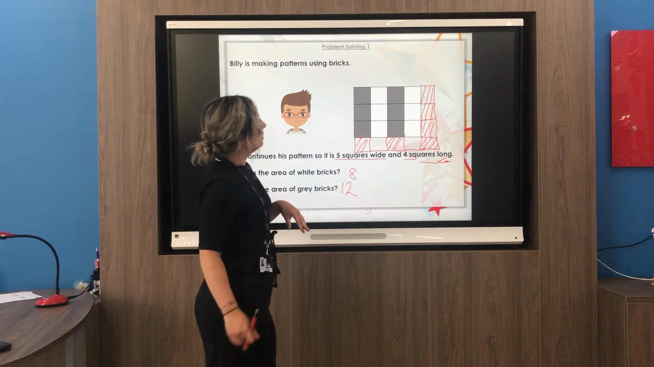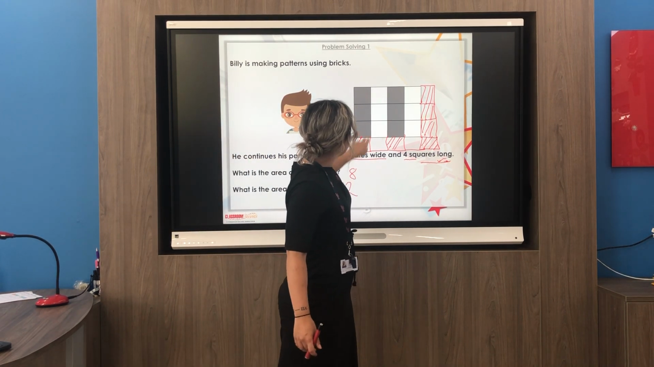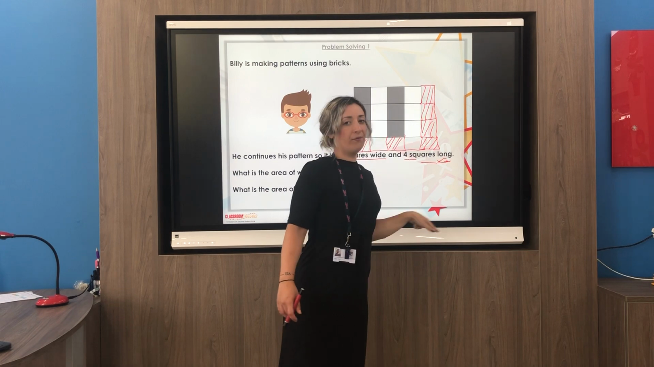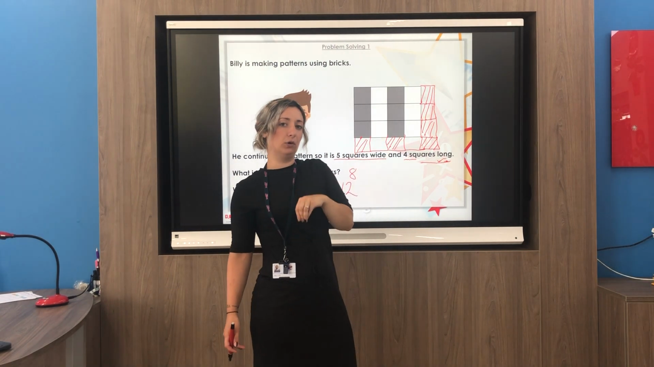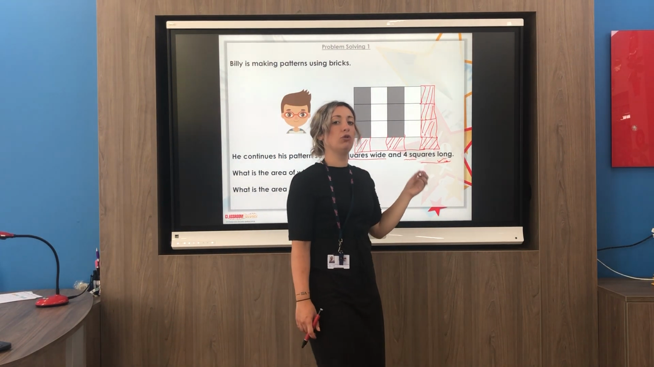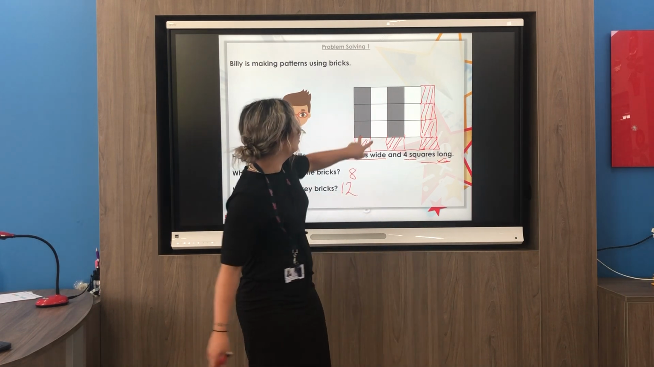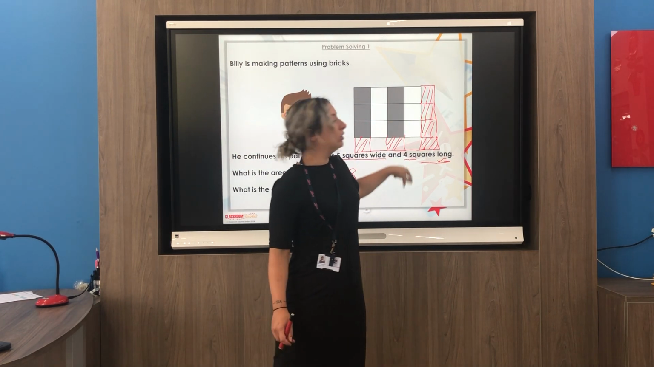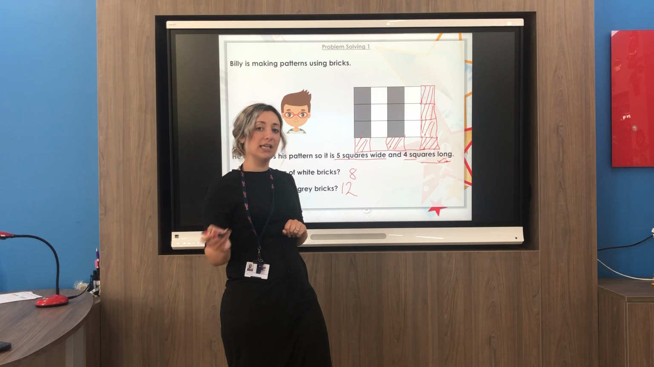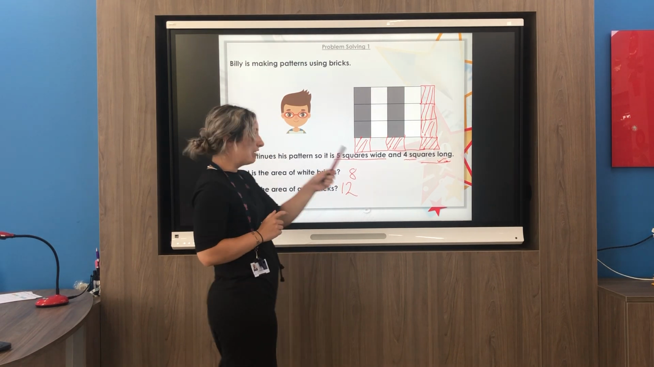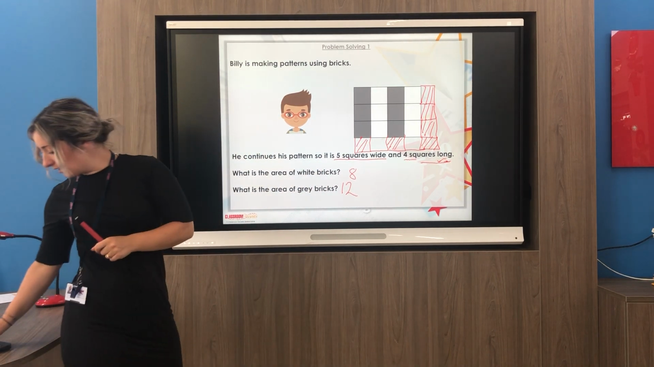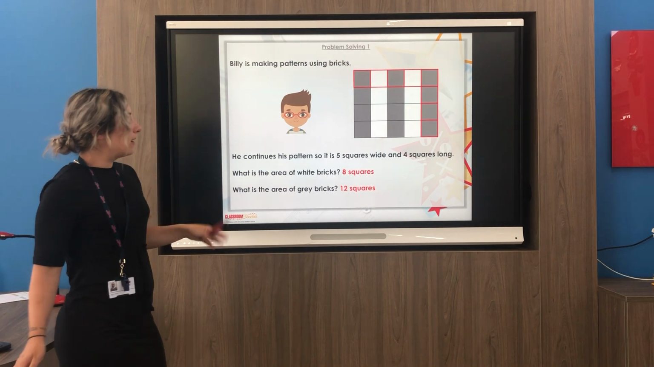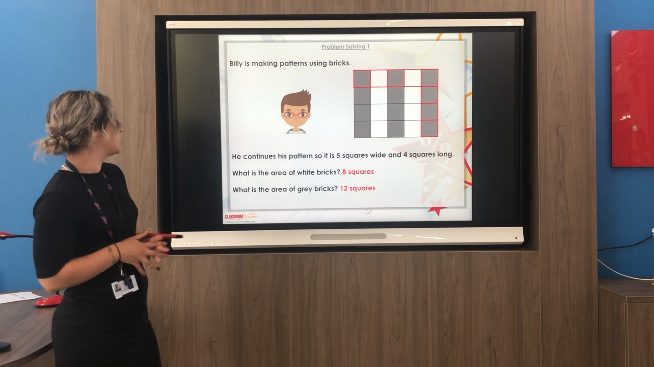You might have noticed that there are 3 sets of 4. 3 groups of 4. 3 times 4 is 12. Okay, 2 groups of 4 is 8. To save you counting each square, it can be quicker to recognise that. So let's see if we were correct. 8 squares and 12 squares.